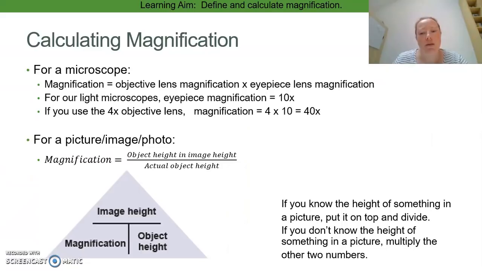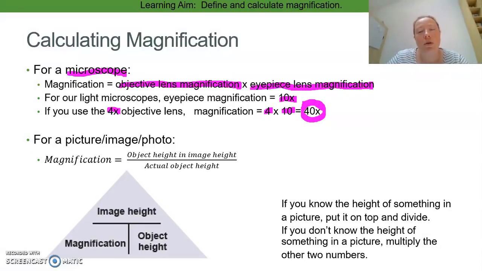Now, you have to calculate magnification. If we're talking about a microscope, calculating magnification is really easy. It's just the number on the objective lens times the number on the eyepiece lens. Now, the microscopes we use have an eyepiece that is 10 times. That means the eyepiece alone will make something look 10 times bigger. So if you use the 4 times objective lens on the microscope, so look for the little 4 on the microscope, then the magnification you get overall is your objective lens times your eyepiece, which is 40 times overall.